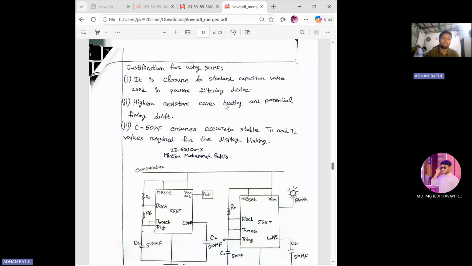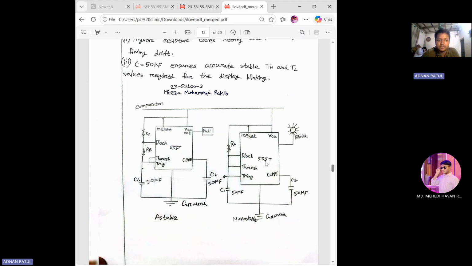So for the justification for using 50 kilo ohm: the first point is it is closer to standard capacitor value, uses power filtering device, and a higher resistor keeps the potential frequency shift low. Then capacitor is equals to 50 microfarad, which ensures accurate stable TH and TL values required for the display blinking.